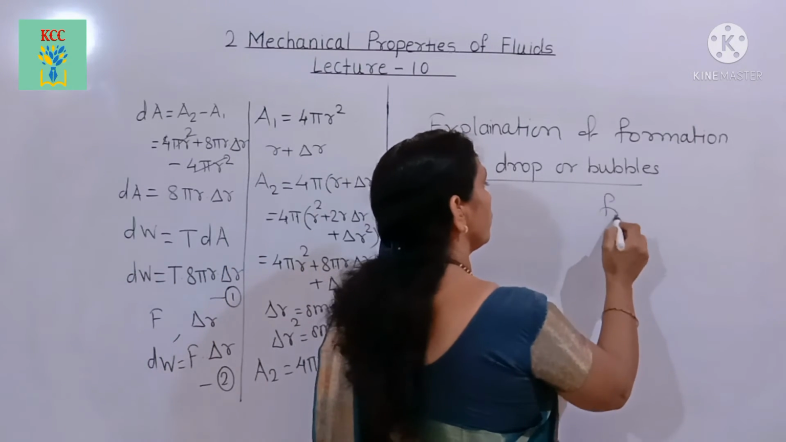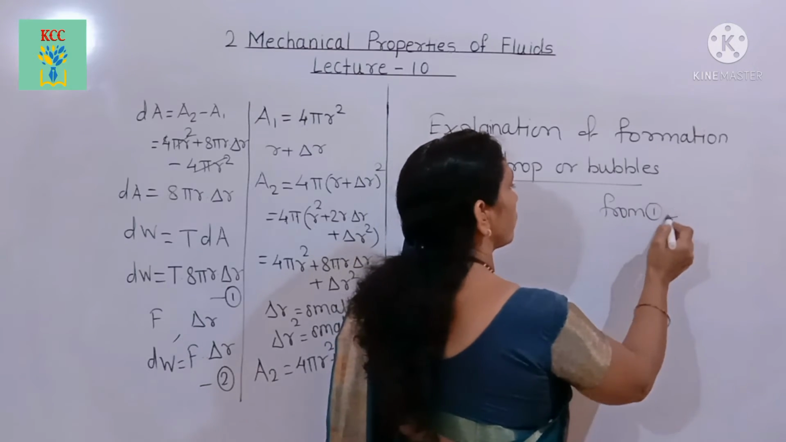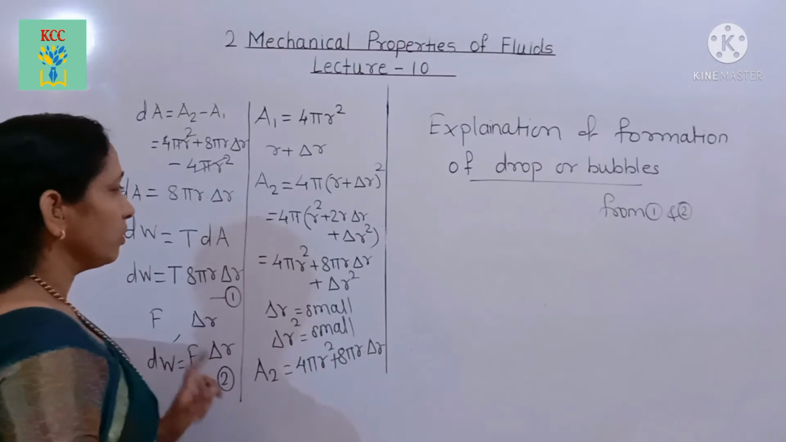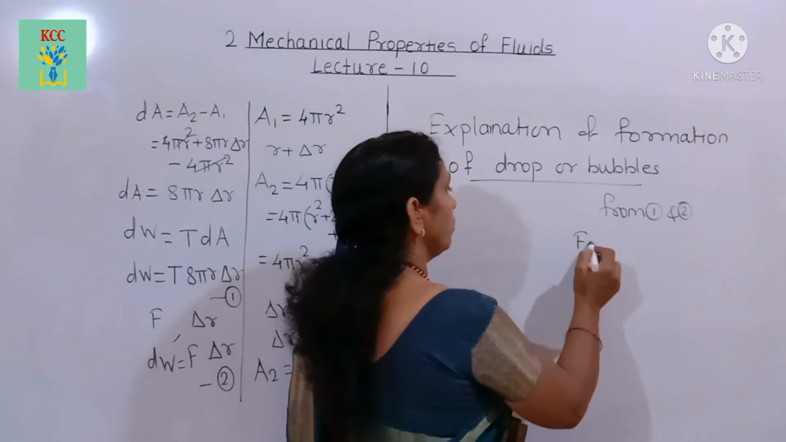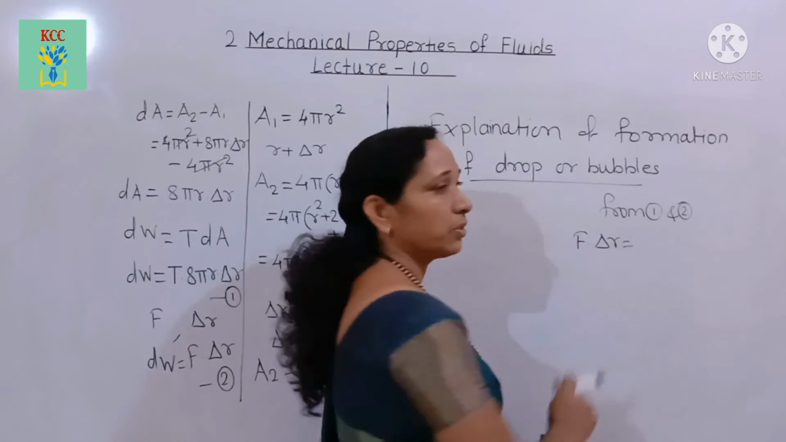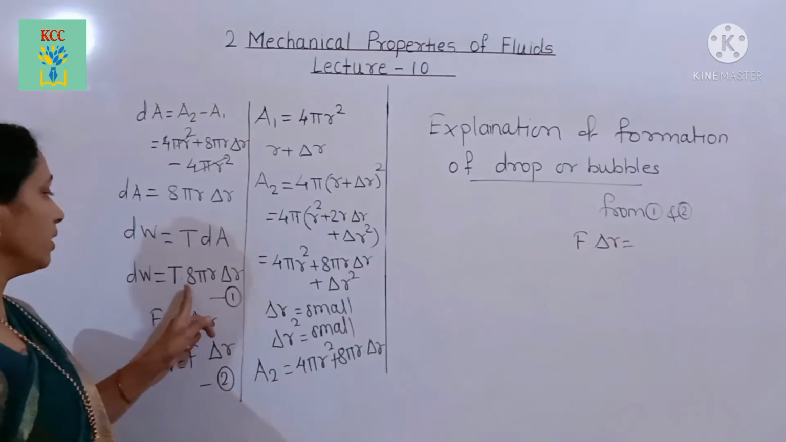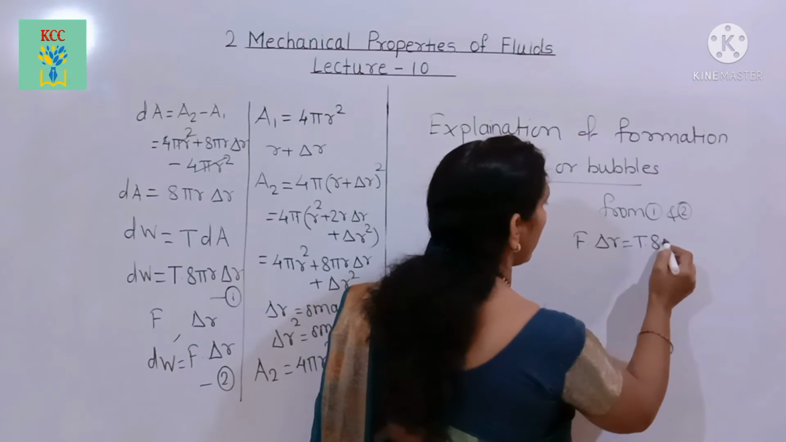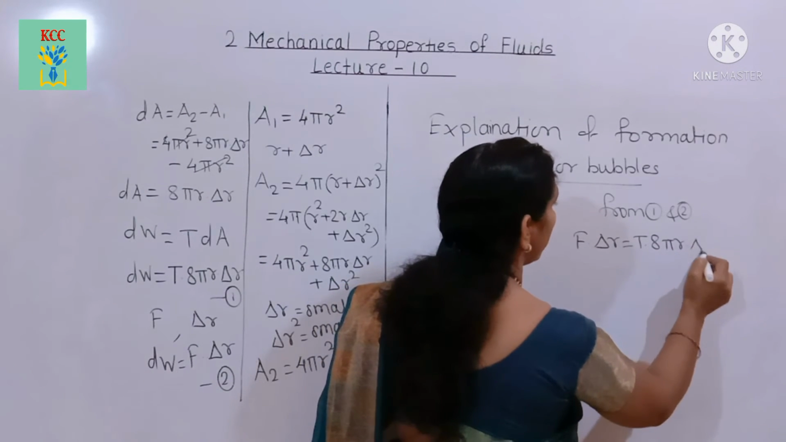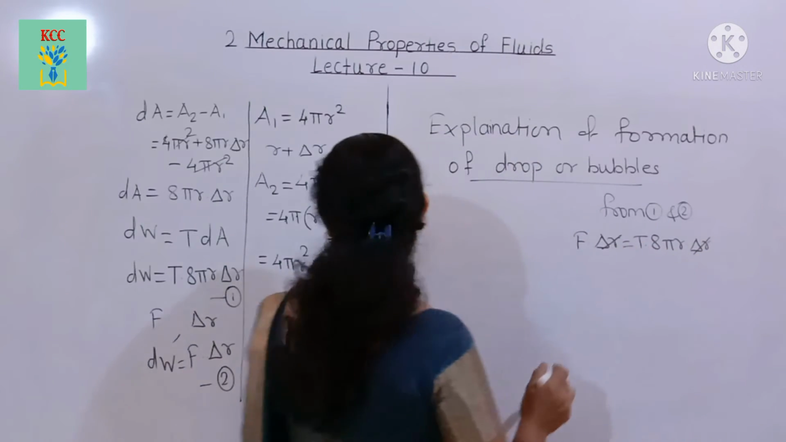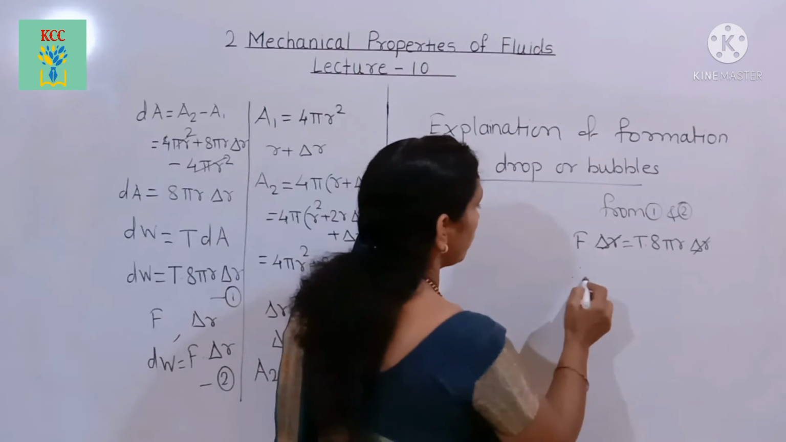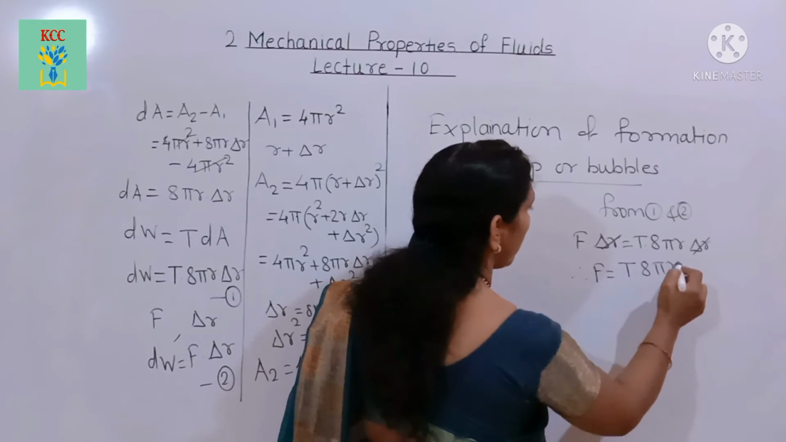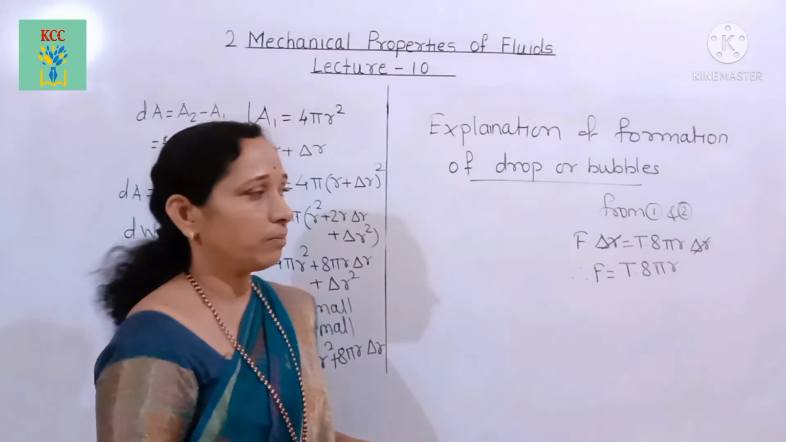From 1 and 2 we get F into delta R equal to T into 8 pi R into delta R. Delta R gets cancelled, and therefore F equals T into 8 pi R. This is the force, equation 3.